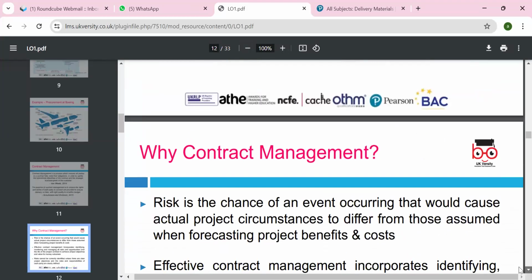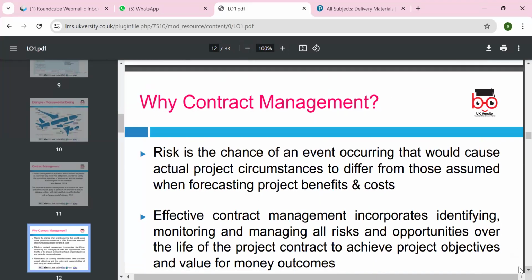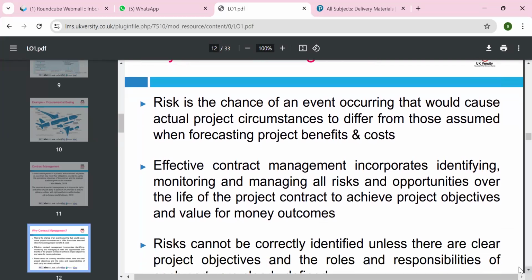Why a contract? If you have a contract, we know what the offer is, what the acceptance is, and it helps to manage the risk. Risk means the chance of happening, or the probability. So the events occurring and the causes, the actual project circumstances, differ from what was assumed in forecasting the project benefit and cost. So it is always good to do the benefit and cost analysis: what does it cost me?